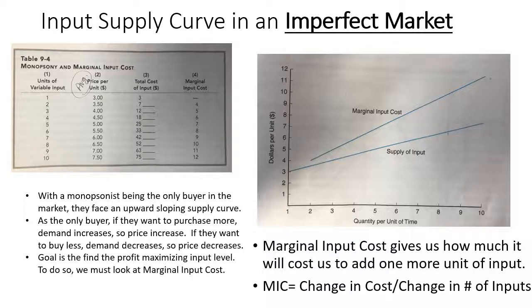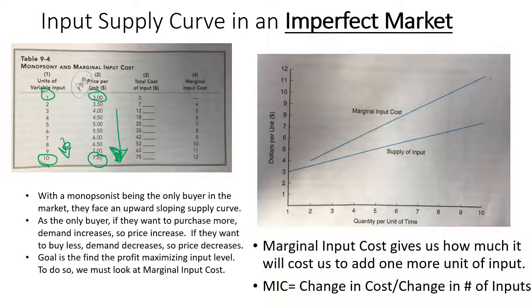So we can see here that if we demand 1 unit of input, that price will be $3. As demand increases, we see here 10 units, the demand has increased. Now the price has increased. And that is because we're dealing with very unique buying situations where there's maybe only one buyer in the market. So if that one buyer changes its demand, the price of those inputs that are being purchased are going to change.